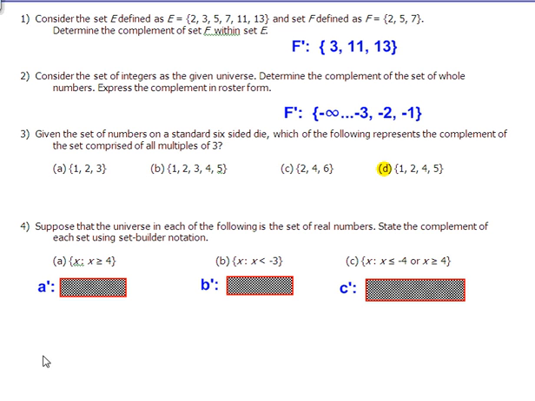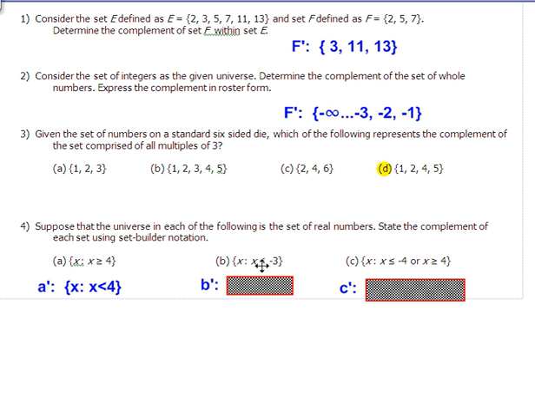In example A, A prime is going to be, if I'm considering the reals, anything above and including 4, the complement of that is anything that's below 4, less than 4, not including 4. And how do I write that? x such that x is less than 4. And I wouldn't want to use the line because I wouldn't want it to include that.